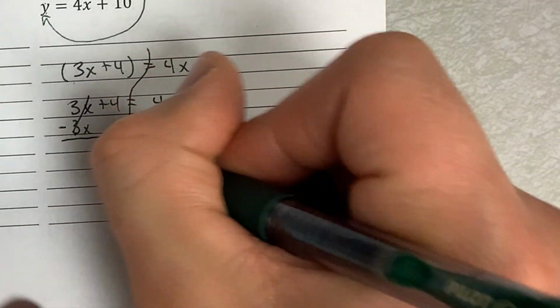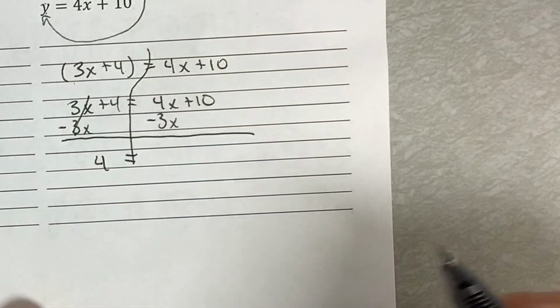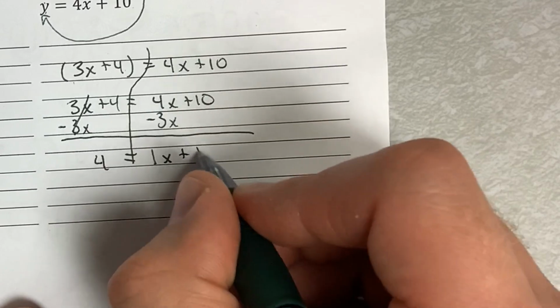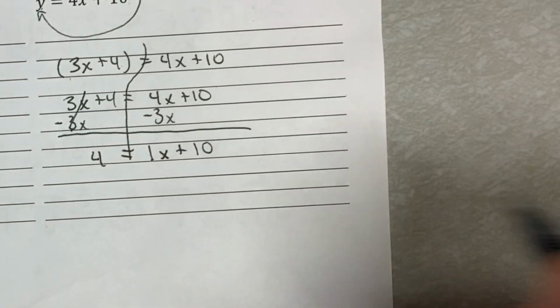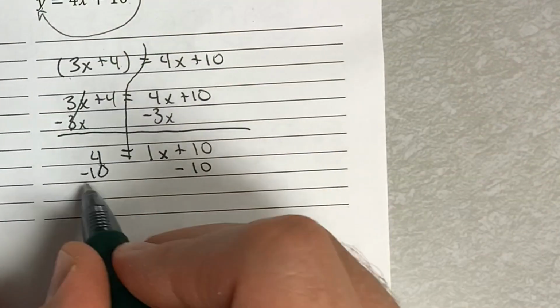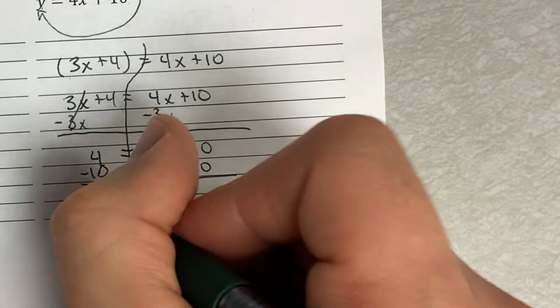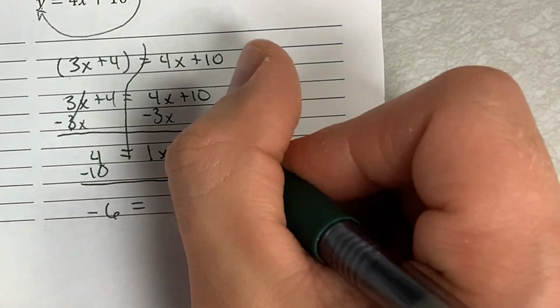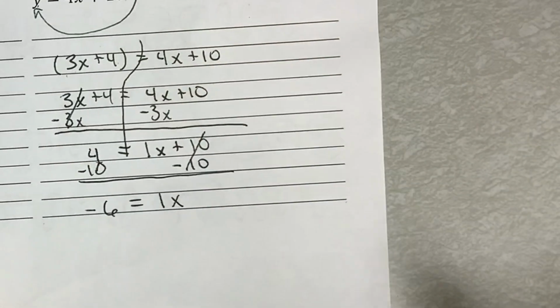I can bring down my 4. 4x minus 3x, well, 4 minus 3 is 1x. Bring down my plus 10. Now this looks like a two-step. I move my constant first. Well, it's a plus 10, so I do minus 10. 4 minus 10, well, that gives me a negative 6. Equals, I can bring down my 1x, and there we go.